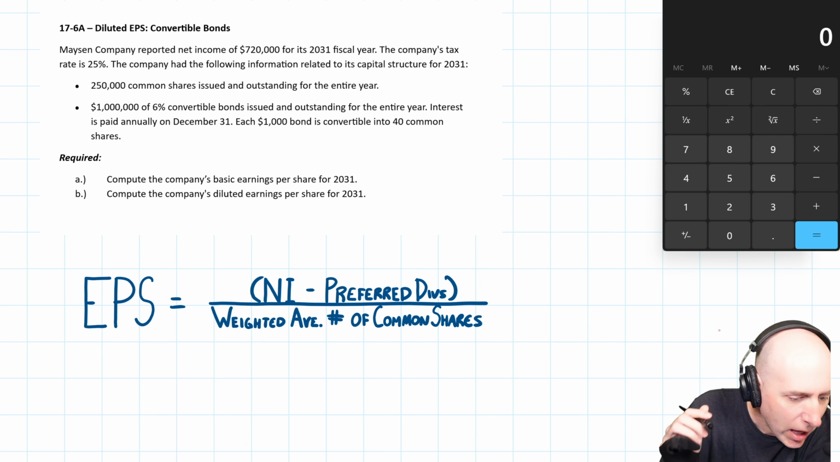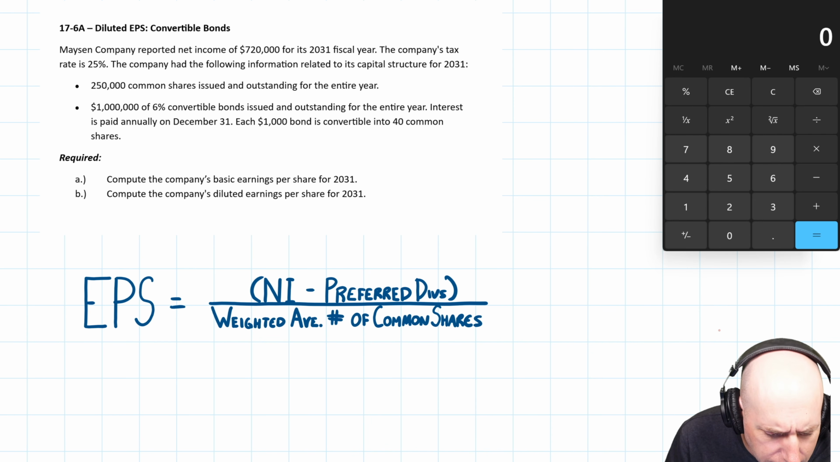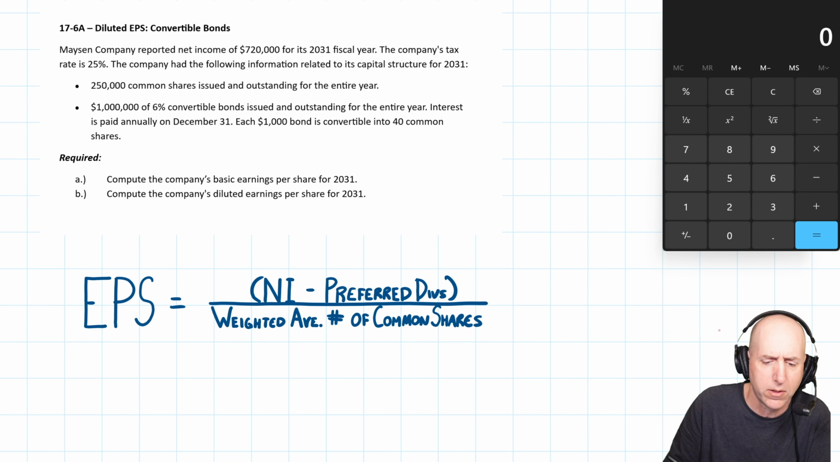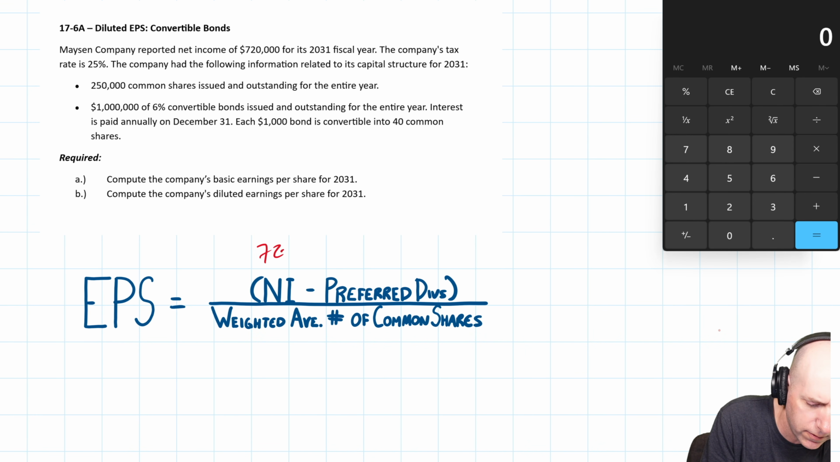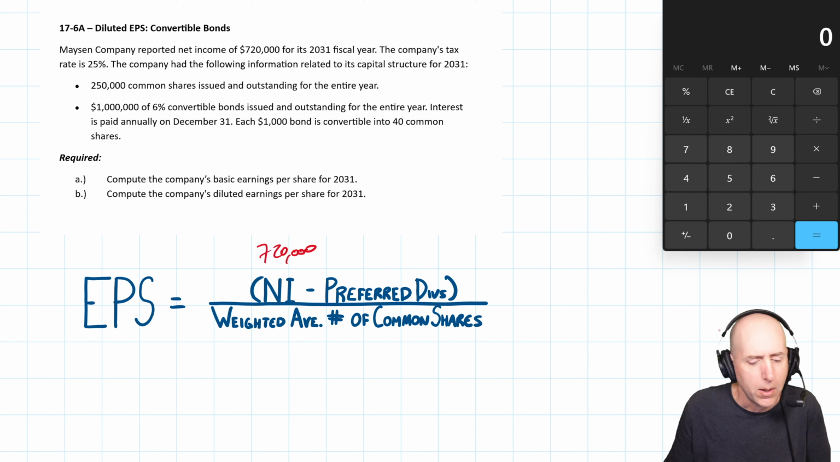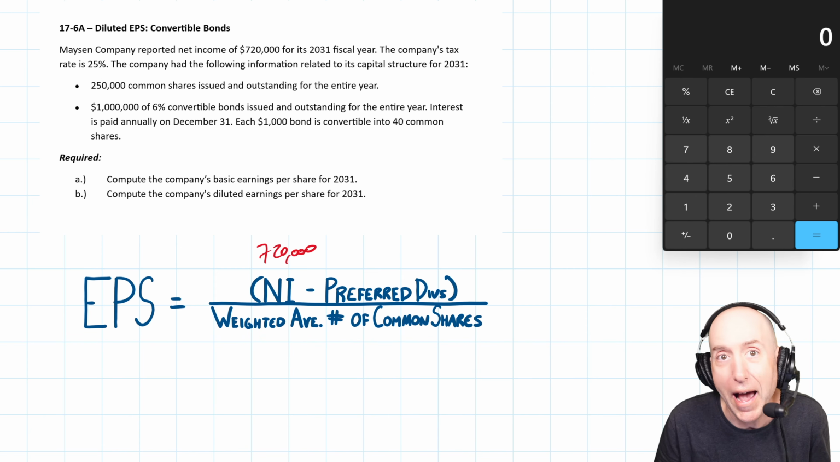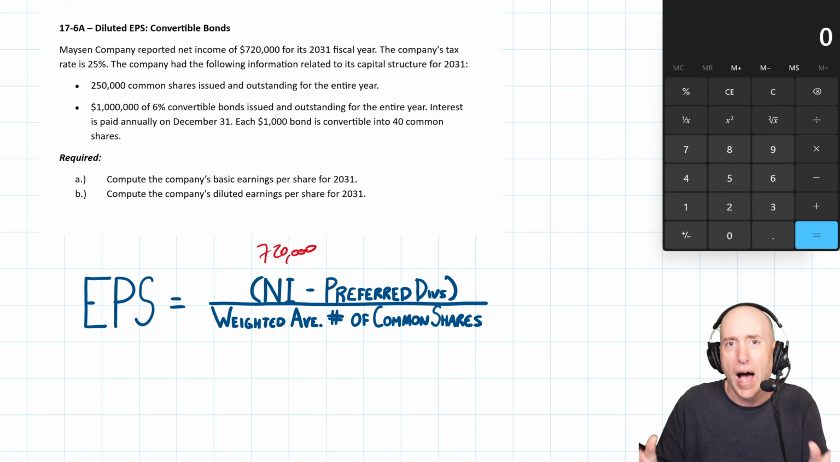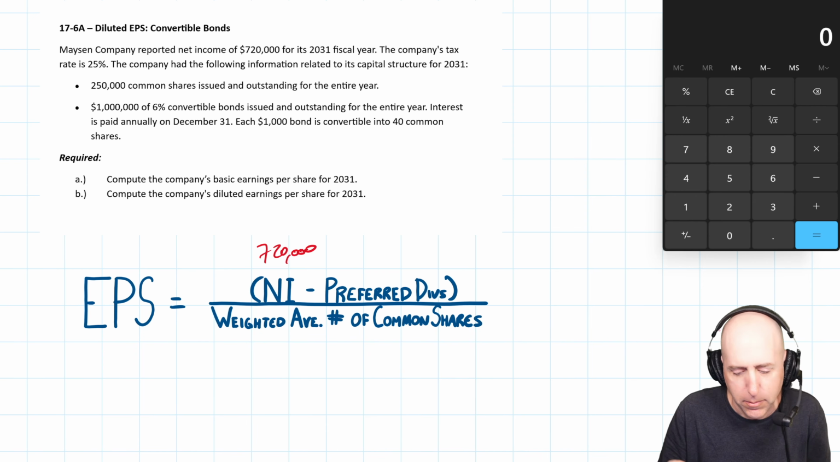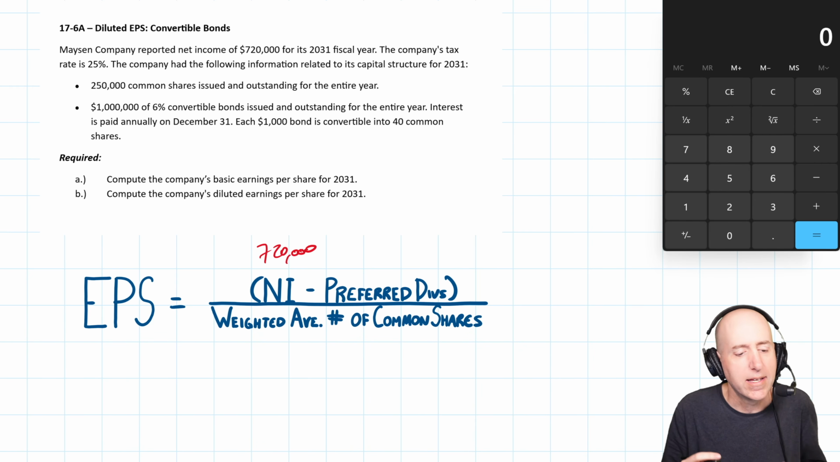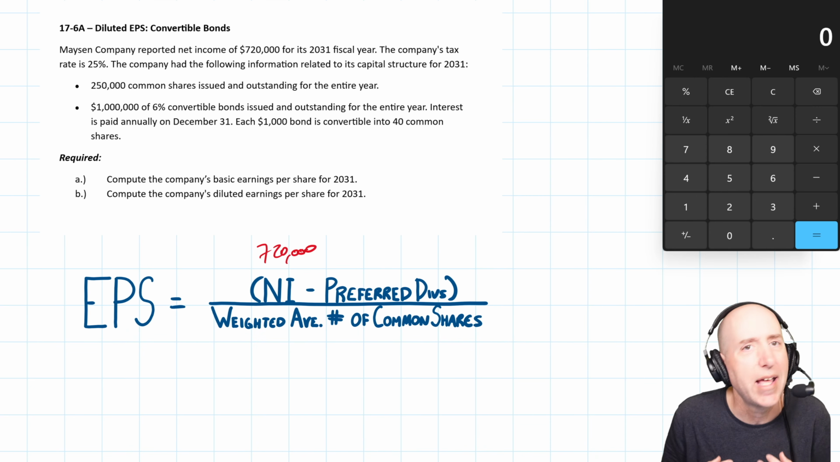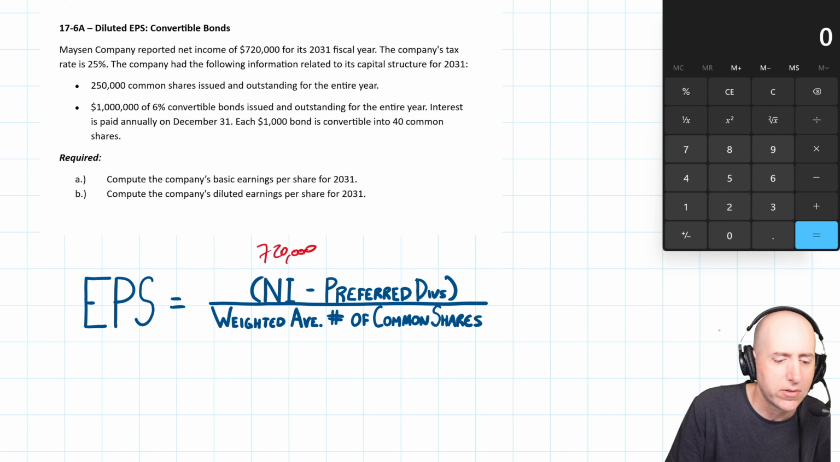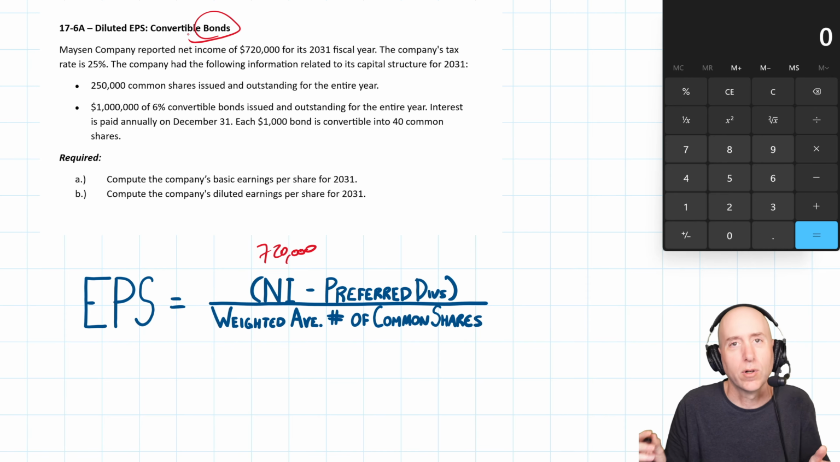Well, we'll find out. Mason Company reported net income of $720,000 for its 2031 fiscal year. Well, we've already got a good chunk of our numerator here. We remember the basic earnings per share formula by now. I hope you've memorized this. I would not rely on my professor to give me a formula sheet for this one. Net income minus preferred dividends divided by weighted average number of common shares outstanding, and they've given us the net income. The company's tax rate is 25%. Well, net income taxes have already come out. They give us the tax rate because it's going to be relevant for our convertible bonds.